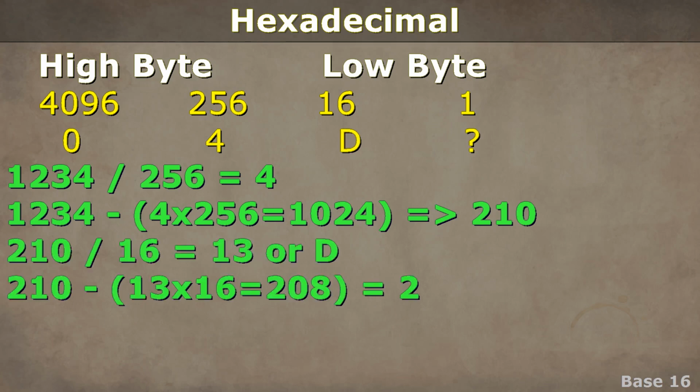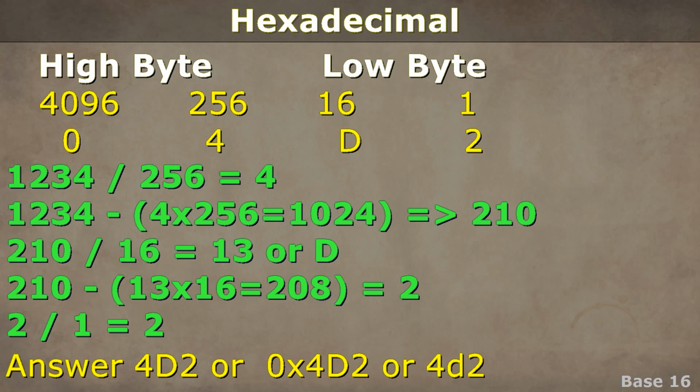Then we take that number 210 and we say how many 16s are in there. We divide it by 16, we get 13. But remember, 13 is the letter D. So we put down D in our third column. And then we have to subtract out 13 times 16, which is 208. So 210 minus 208 leaves us 2. We say how many 1s in there? Of course, it's the same number. 2 divided by 1 is 2. So the answer is 4D2.